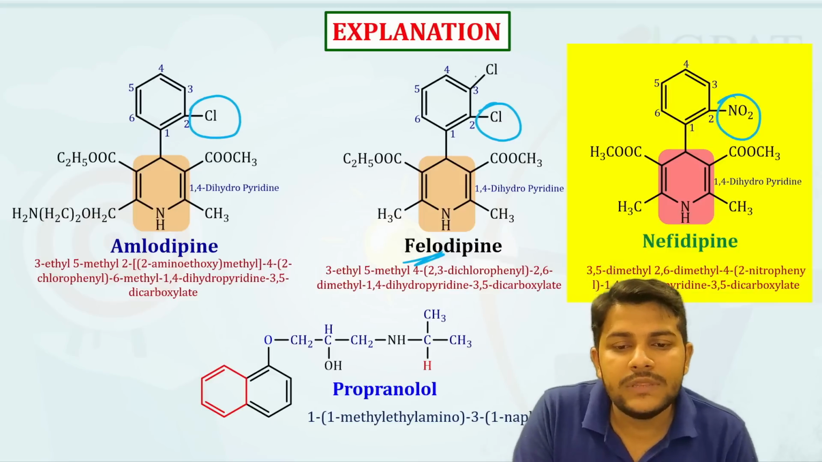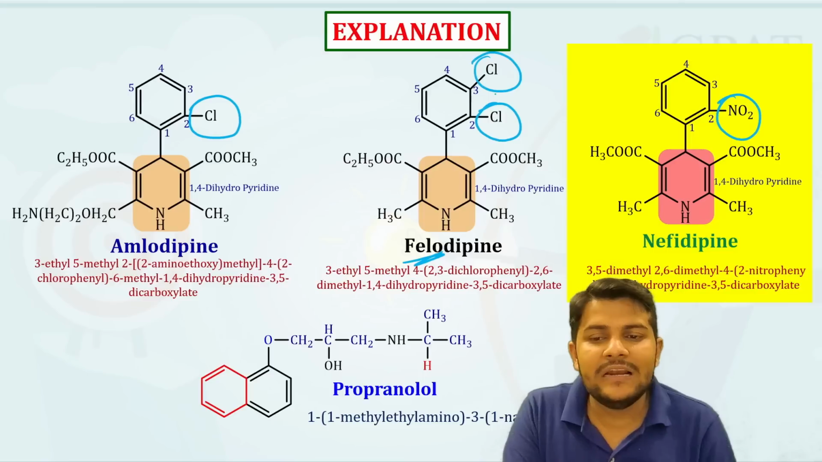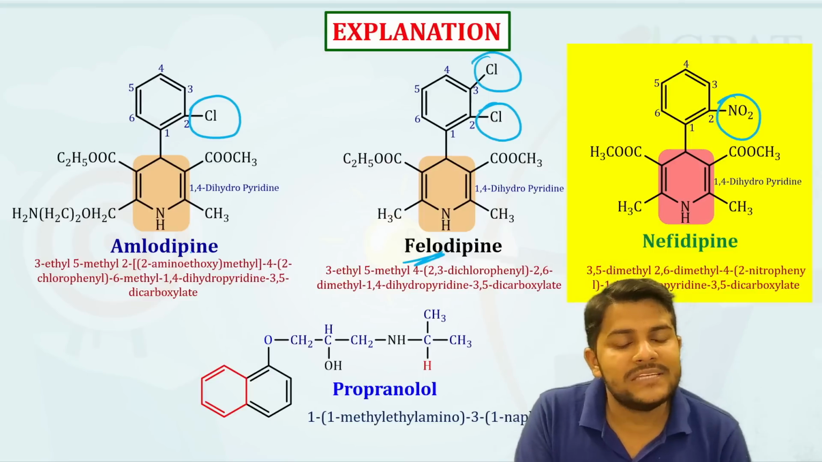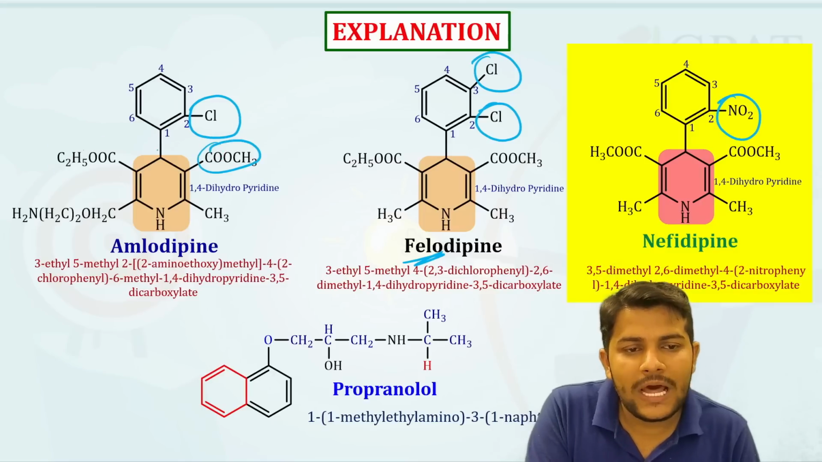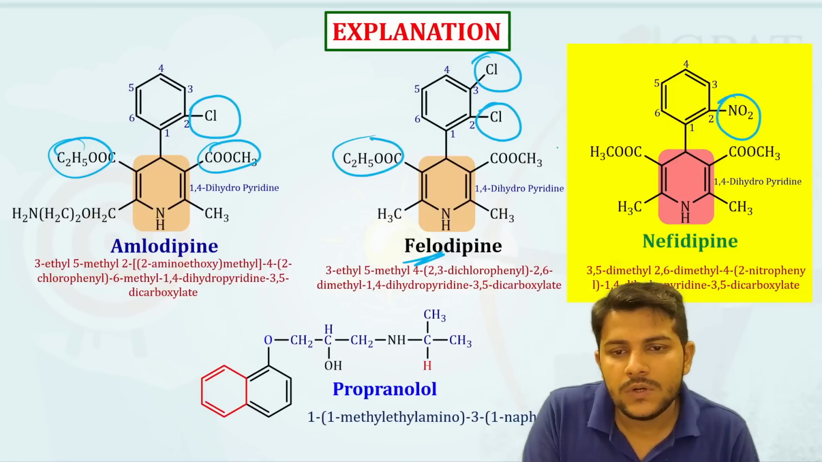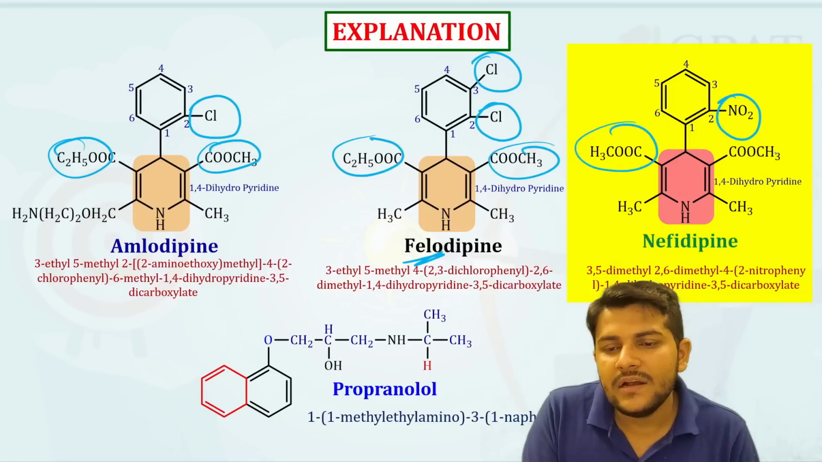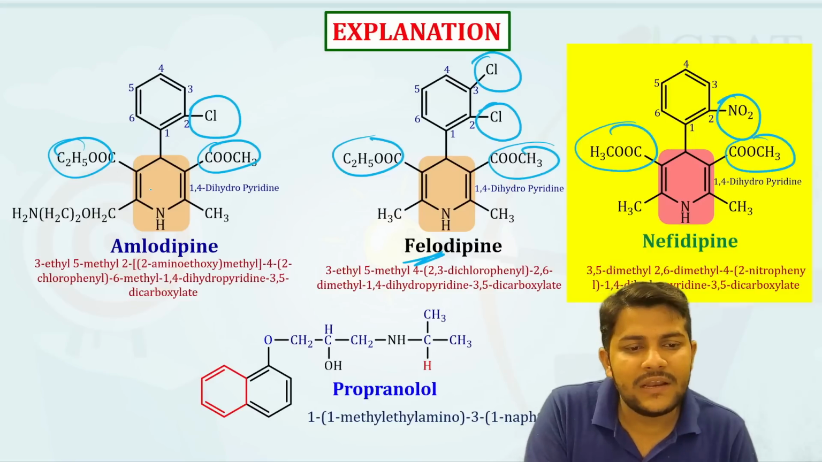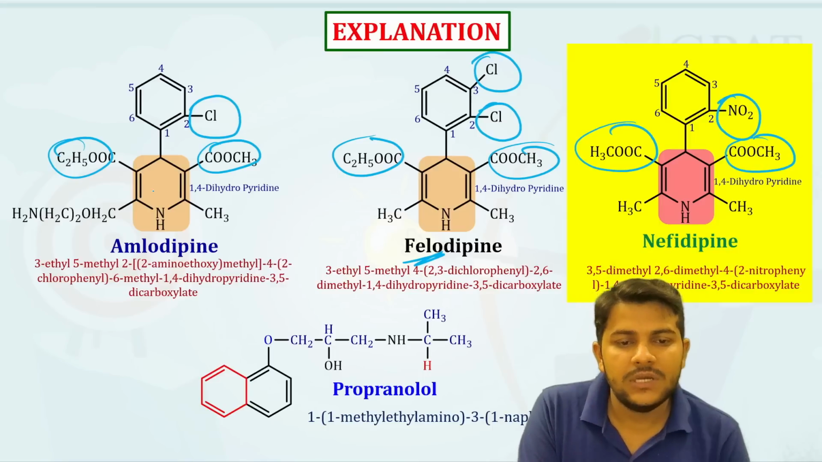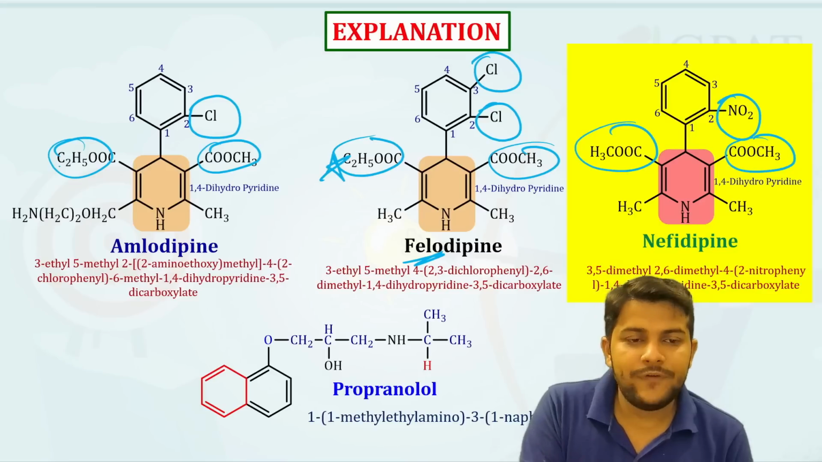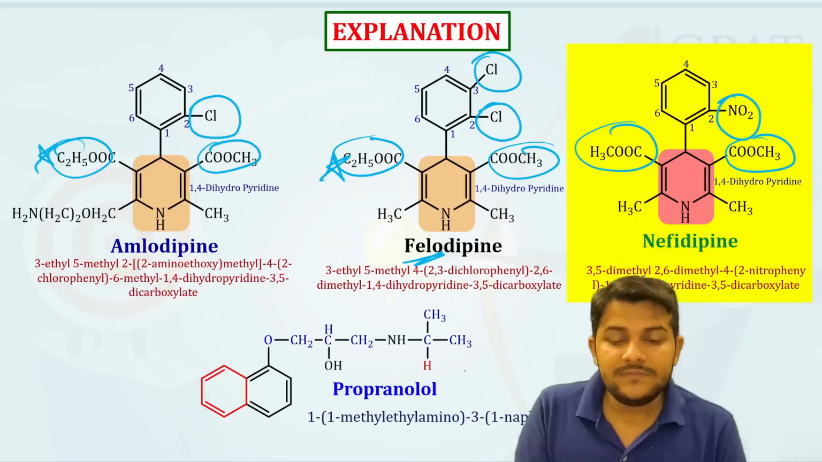And this is very important: propranolol. Propranolol contains the naphthalene ring and has the alcohol at the second position, as well as the amino group. They are having the propane ring, three-membered, 1, 2, 3, and a tertiary carbon at the end that contains the methyl ethyl amino group. Got it?